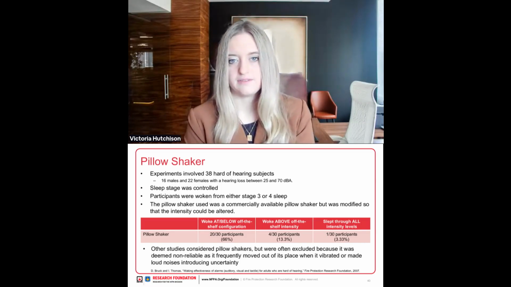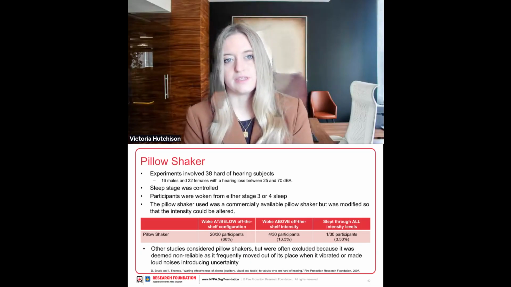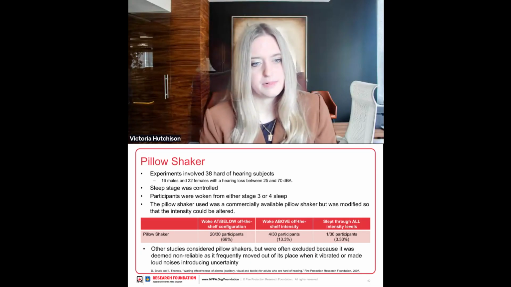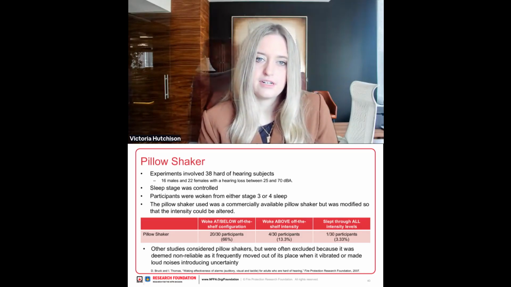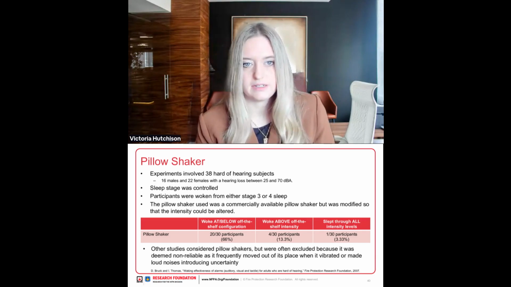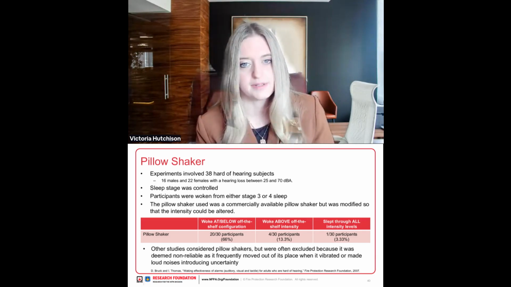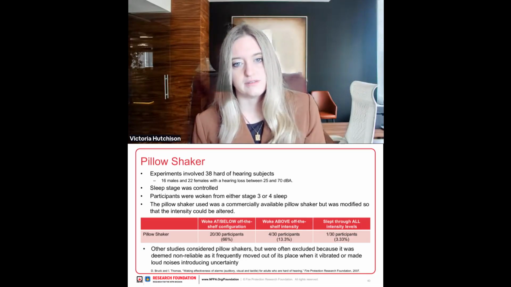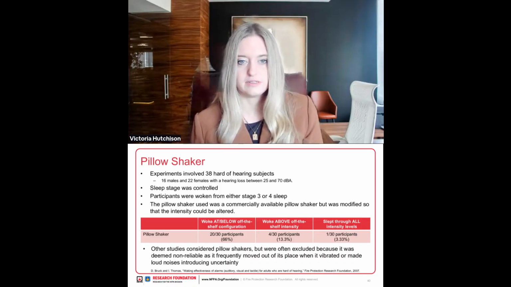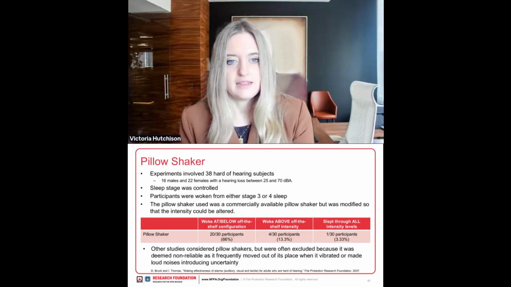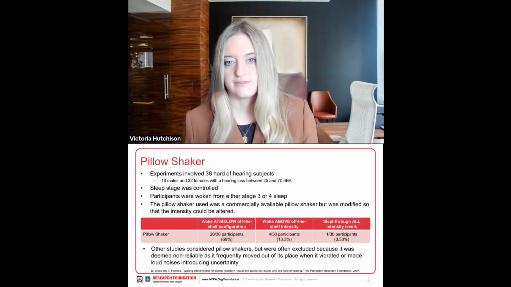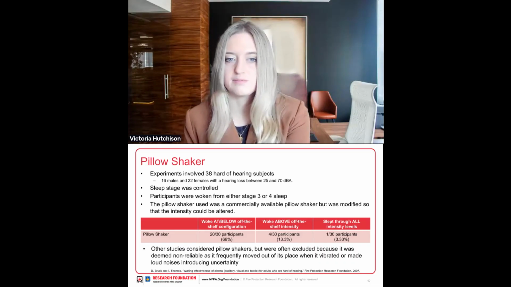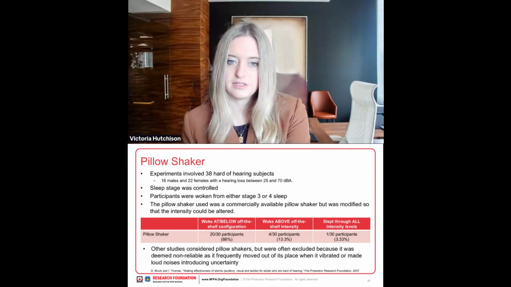So there is a bit of limited data on this one, but in this particular study by Brock as well, there were 38 hard of hearing subjects, 16 male, 22 female, with hearing loss between 25 and 70 dBA. The sleep stage was controlled to stage 3 or 4 sleep, so still a fairly deep sleep. And the pillow shaker was used, just a commercial off-the-shelf pillow shaker, but it was modified so that the intensity could be altered.